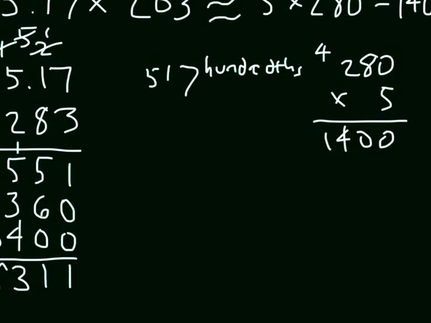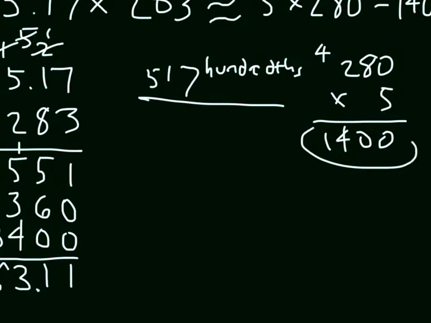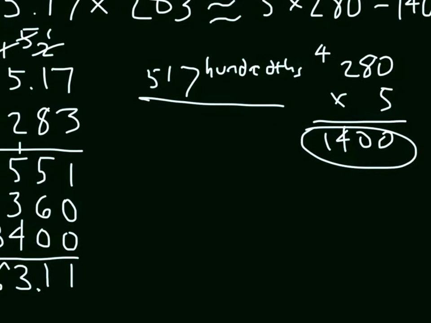That's 146,311, but remember that was hundredths. So my actual answer should be 1,463.11. That's 1,463 and 11 hundredths, which is reasonable with my 1,400 as my estimate. And in this case here, you'll notice that both of the factors actually got rounded down. That's why my estimate is lower than my actual answer.